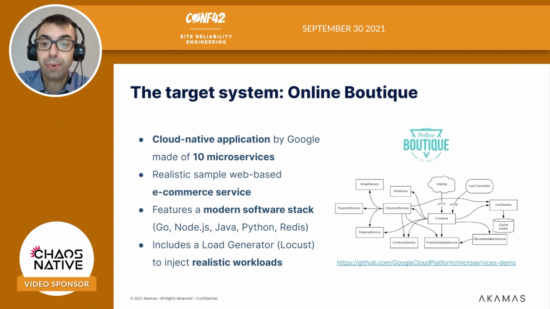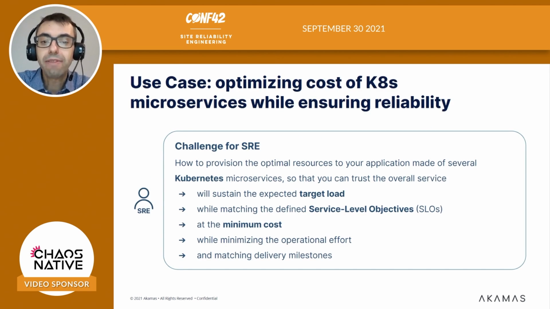In our example, the target system is Google Online Boutique, a cloud-native application running on Kubernetes made of 10 microservices. This application features a modern software stack with services written in Golang, Node.js, Java, and Python, and it also includes a load generator based on Locust, which generates realistic traffic to test the application. We will leverage this application to illustrate 2 different but related use cases.